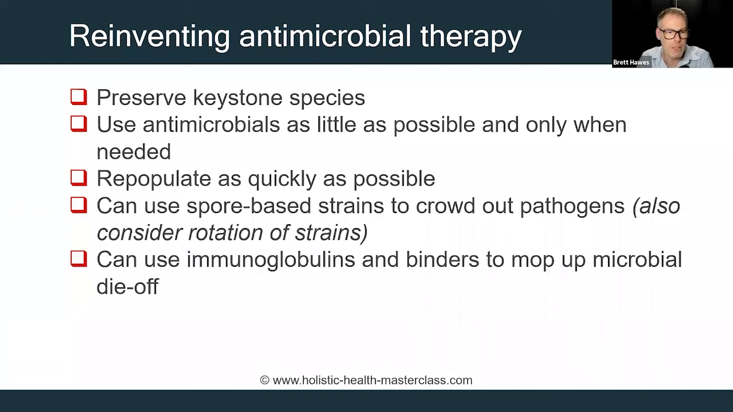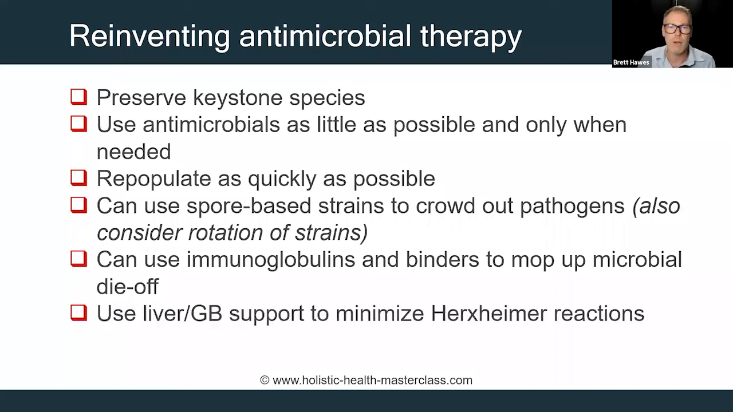Okay, very cool information. So we can also use immunoglobulins and binders to help mop up the microbial die-off. I'm using those a lot these days, and they work really, really well. And of course, we can round all of this stuff out by using liver and gallbladder support to minimize Herxheimer or detox reactions, right? So when you start putting all this stuff together, your clients and patients are having a much better time embarking on these types of protocols, and you can also speed everything up and get results a lot faster.